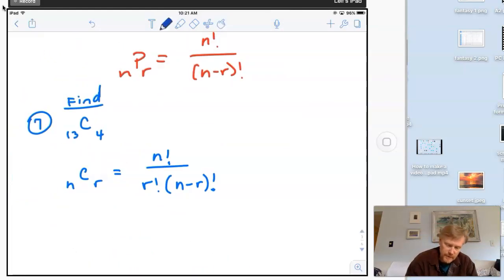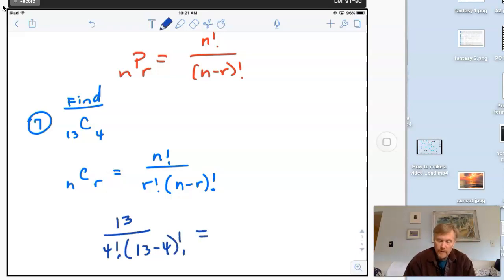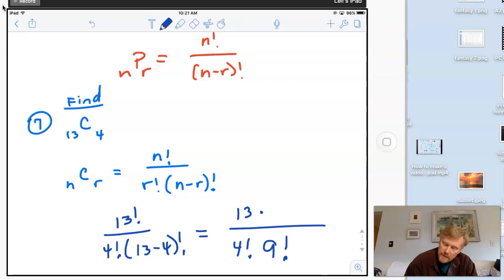So if I'm plugging this in, 13 goes in the numerator. I use the 4 twice. Here's the R, 4. And then it's 13 minus 4 factorial. Okay, so I forgot the exclamation point. So this is 13 factorial. Let's do the denominator. This is 4 factorial. 13 minus 4 is 9. So I'm going to stop at 9 on the top when I get to it. 13 times 12 times 11 times 10 times 9 factorial.